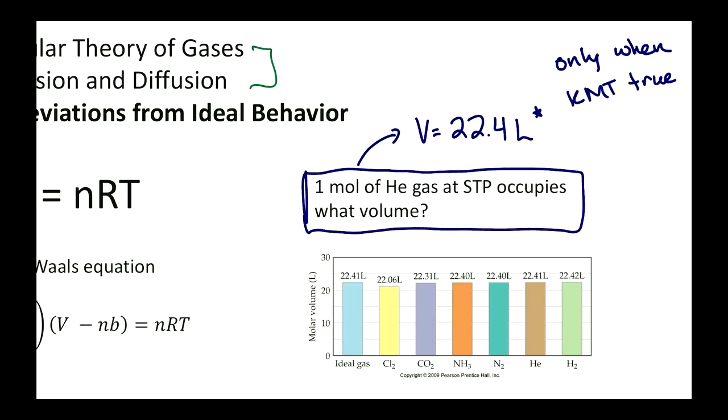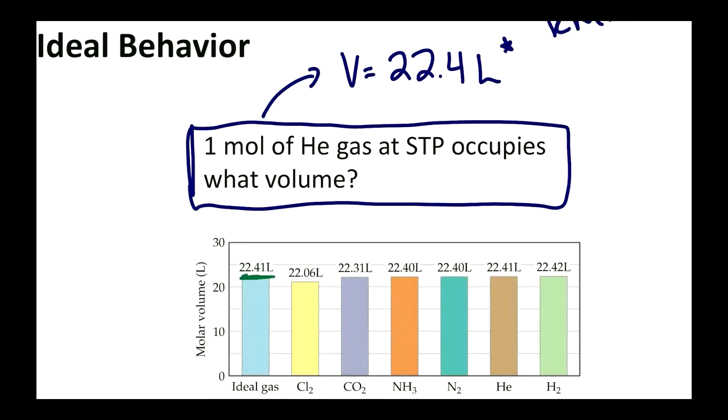But I showed you this graph of different molar volumes of gases. Do all of them say 22.4? Do most of them do? Most of them say 22.4, but some of them don't. So we see here an ideal gas is 22.4 liters, but chlorine is a little bit less. We see CO2 is also a little bit off.